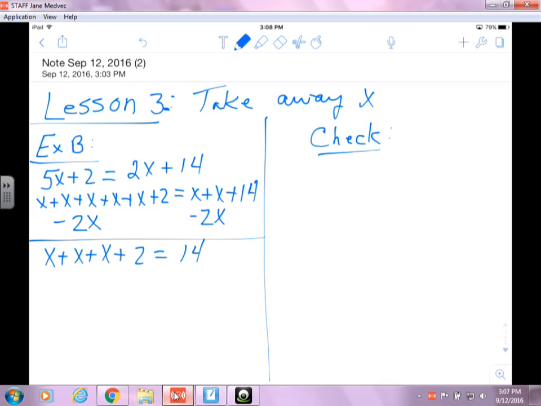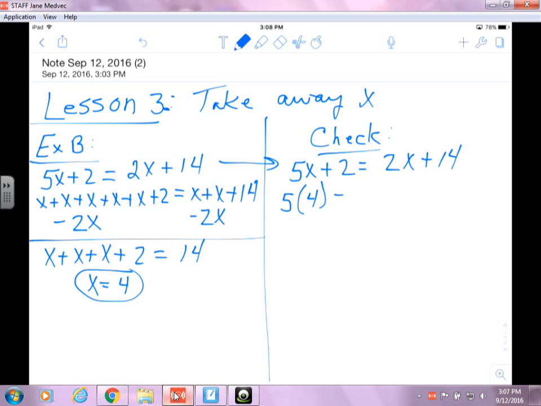Okay? All I can do right now is take away my x's. So now, what do you think x equals? 4. Think it's 4? Okay, I'm going to circle it. Now my check. Again, I'm going to write the original problem. Some of you still aren't doing that. So I'm going to write 5x plus 2 equals 2x plus 14. I'm going to physically write the original problem down. I'm going to take out my x and put in 4.